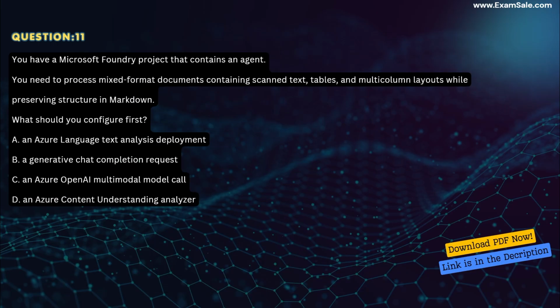Question 11. You have a Microsoft Foundry project that contains an agent. You need to process mixed format documents containing scanned text, tables, and multi-column layouts while preserving structure in Markdown. What should you configure first? A. An Azure Language Text Analysis deployment. B. A generative chat completion request. C. An Azure OpenAI multimodal model call. D. An Azure Content Understanding Analyzer.